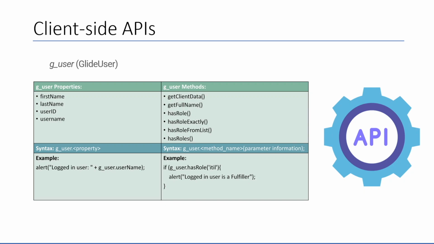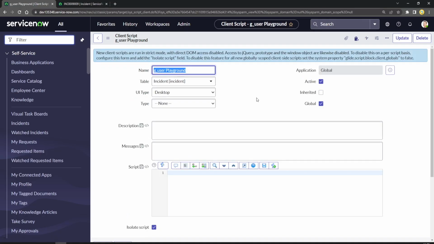Okay, so now let's jump to our good old known client script and play a little bit with the Glide User. Here we are in the ServiceNow instance. Now let's just create a new client script. I will call it GUser Playground. We will be operating on the incident table once again. We can just leave the type as Desktop because we'll be operating just on a desktop. So this is this kind of view and not the mobile app or Service Portal.